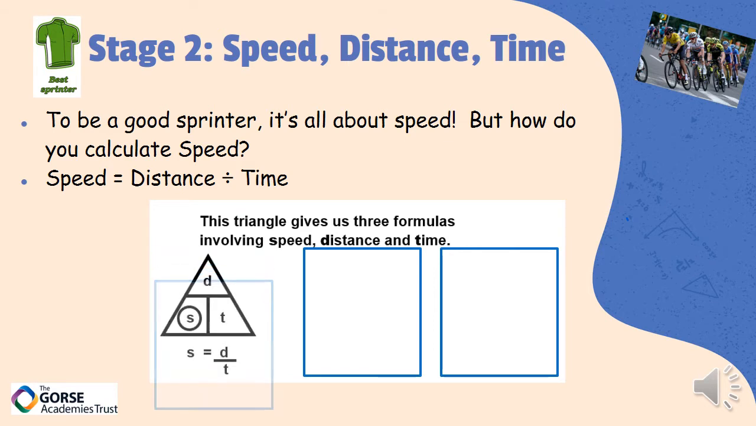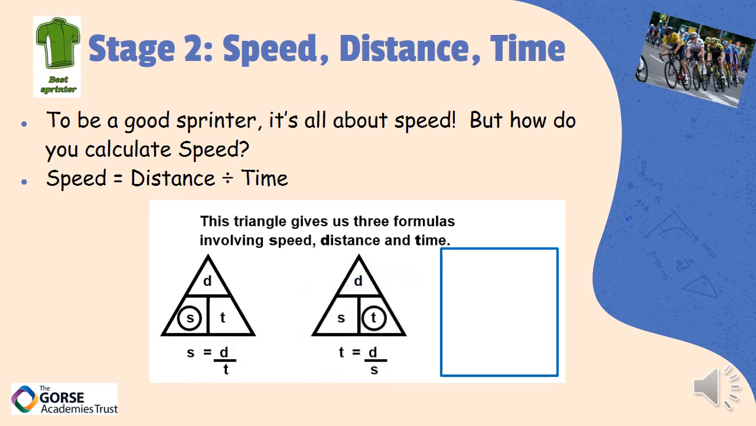Now, here's the first one on the screen now. A formula triangle represents a rule that has three parts. Here you can see S for speed equals distance for D over time for T. So distance over time is the same as distance divided by time. That's how the formula triangle works.